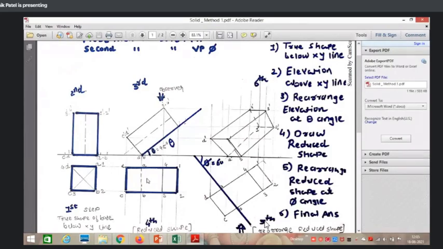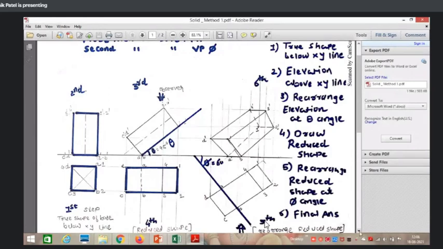You just visualize it. Clear? Now in the fourth step, we have drawn the reduced shape. Now the fifth step, you rearrange your reduced shape at phi angle, and similarly we draw the final answer. Clear? Do all of you understand?